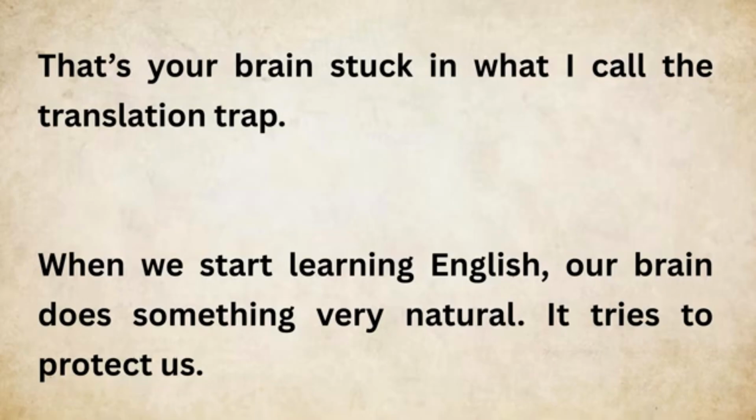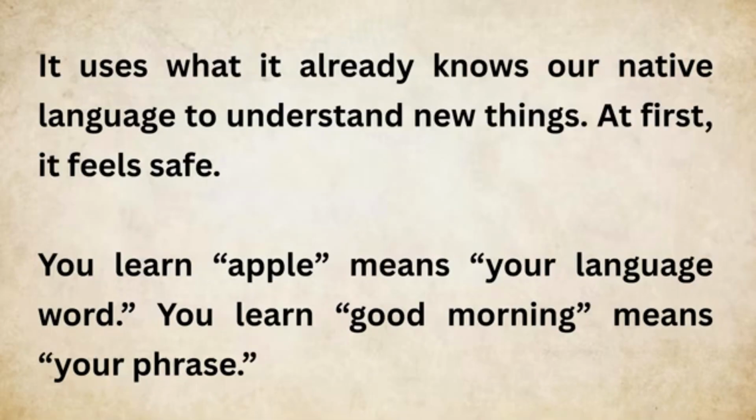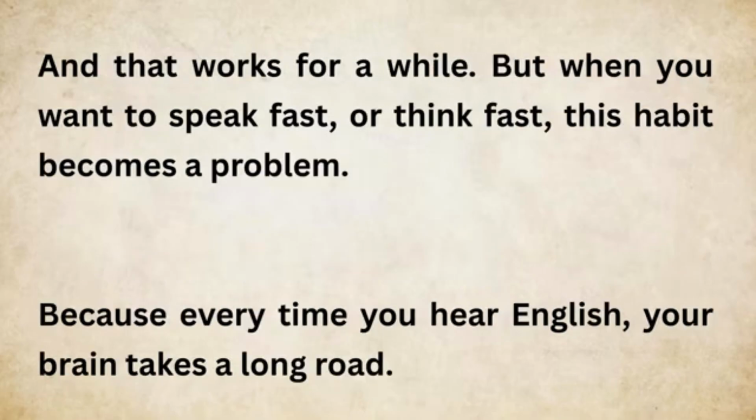When we start learning English, our brain does something very natural. It tries to protect us. It uses what it already knows, our native language, to understand new things. At first, it feels safe. You learn apple means your language word. You learn good morning means your phrase. And that works for a while. But when you want to speak fast or think fast, this habit becomes a problem.